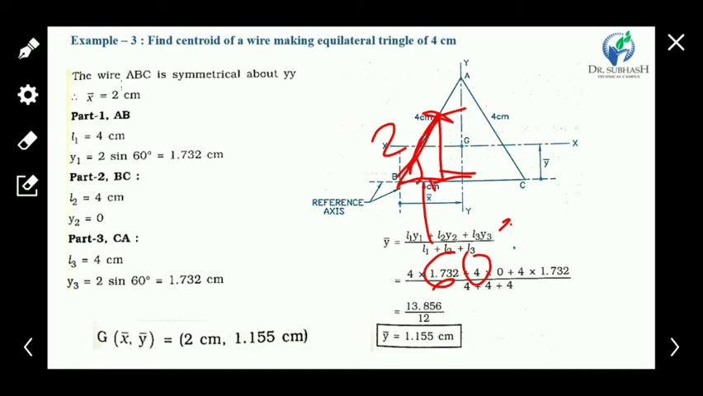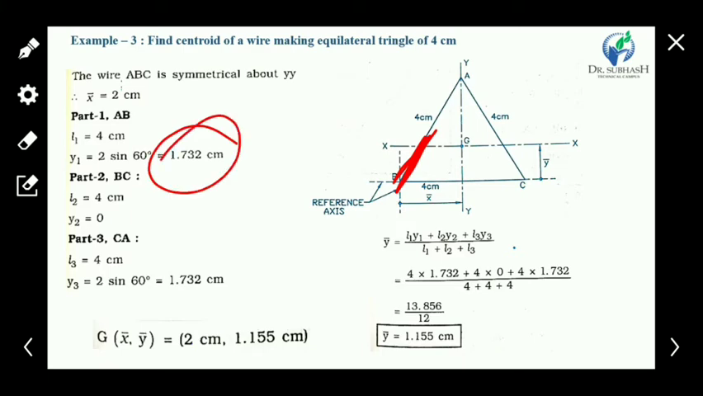So the angle and 2 centimeter are known. So this vertical distance is found with the help of this sine equation. Sine 60 is equal to y1 upon this slant side, which is 2 centimeter. So the y1 value is 1.732 centimeter.